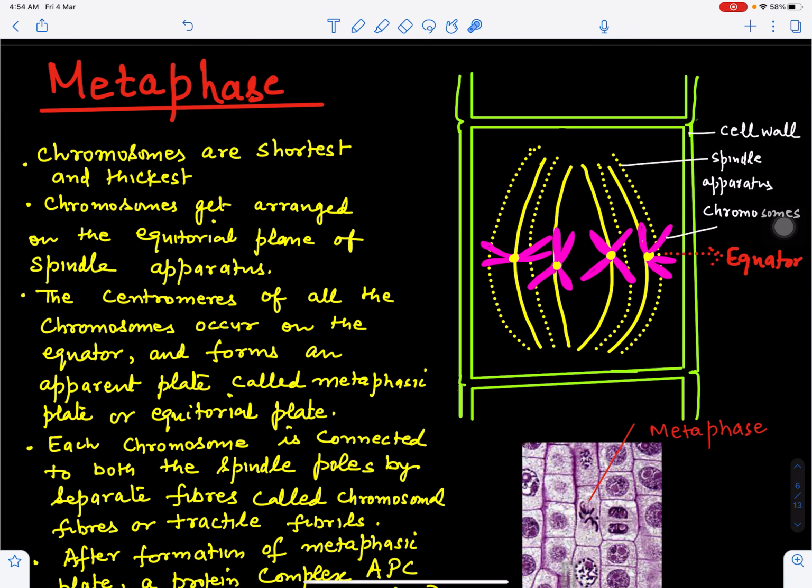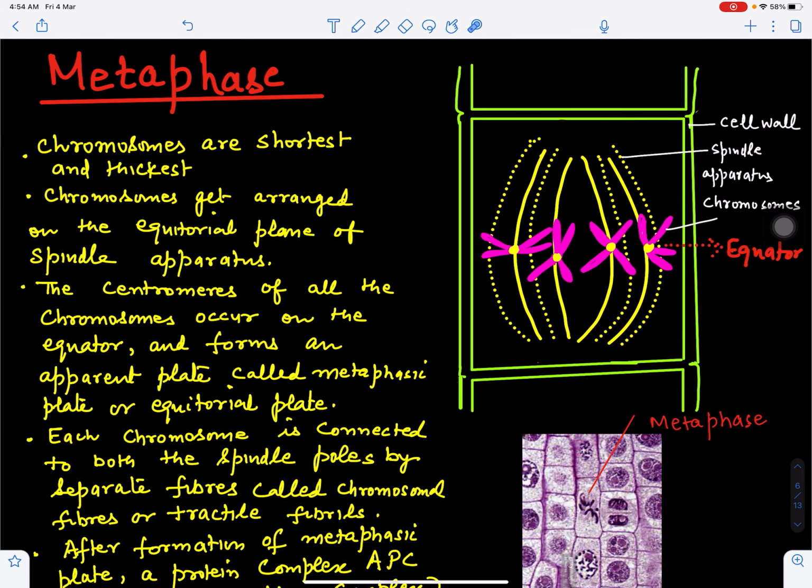Now in prophase we discussed that the formation of the spindle apparatus starts, and in metaphase this formation will be completed. Now the nuclear membrane has completely disappeared, and chromosomes are shortest and thickest in this phase of metaphase. This is the second phase of karyokinesis. And chromosomes come to lie at the equator of the spindle.